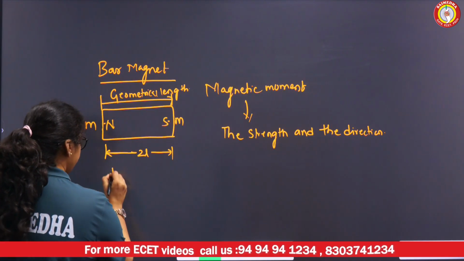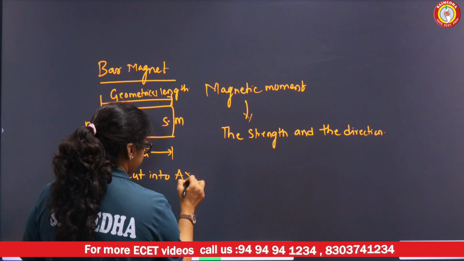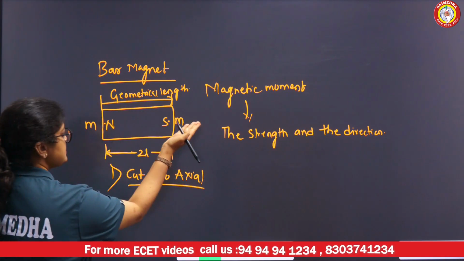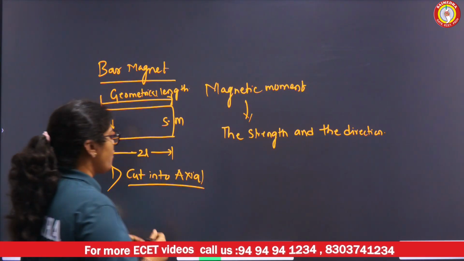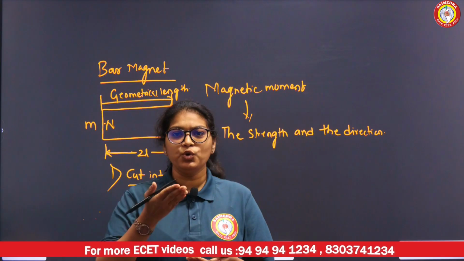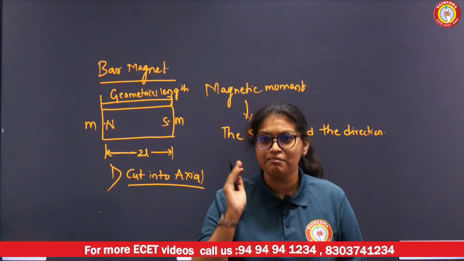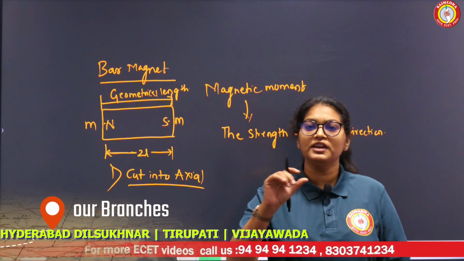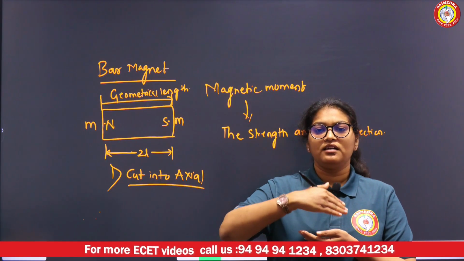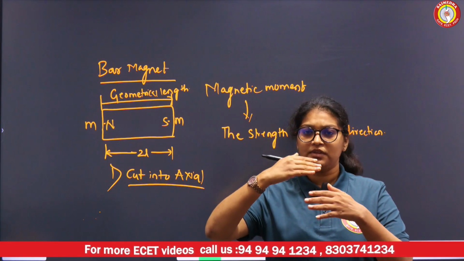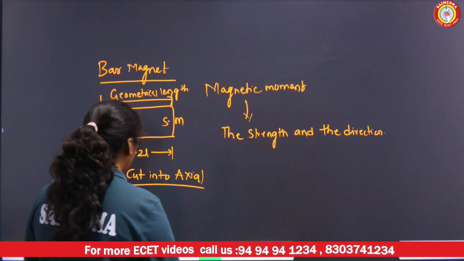So the first case is I'll cut in the axial way. Axial means I'm making this magnet into two halves. Whenever I'm taking it into two halves, what happens to the area of the cross section? Definitely the area of the cross section shows an impact. The first thing you have to think about is the area of the cross section. When I cut like this, what happens to the area? The top part has half the area, and at the same time the bottom part also has half the area. Yes or not? The first point is it shows an impact on the area.